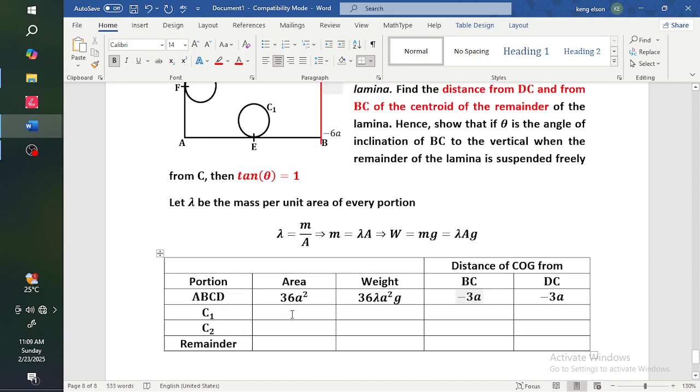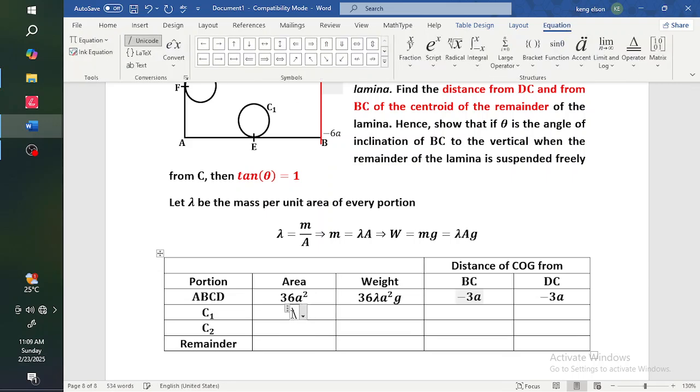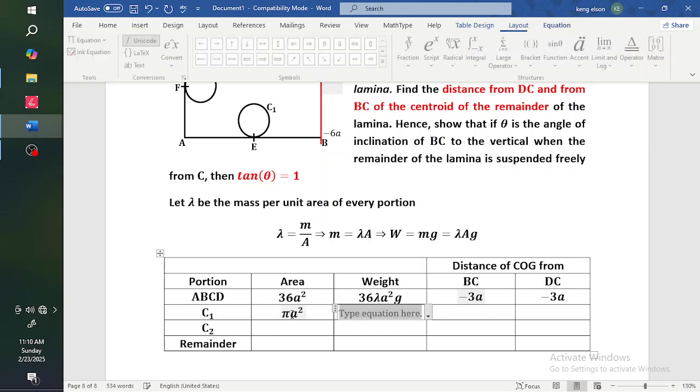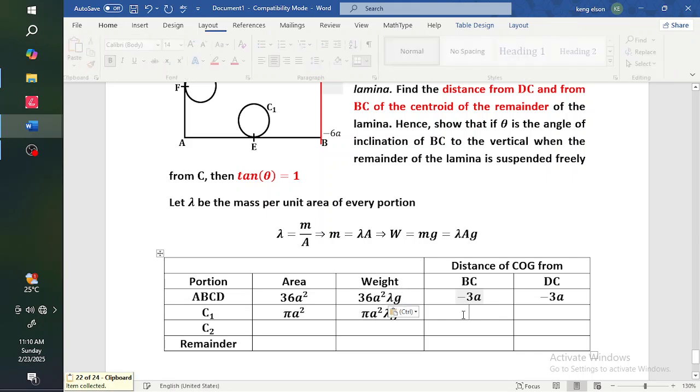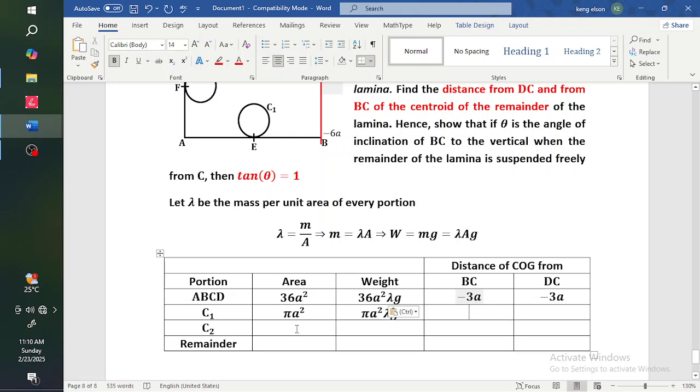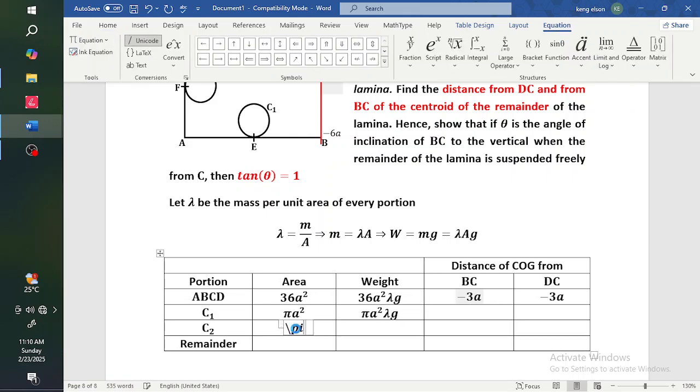So what is the area of C1? It is pi radius squared. So we have pi, the radius is a, so pi a squared. So its weight is going to be pi a squared lambda g. Let me put the a squared first so that everything is uniform. So 36 a squared lambda g. Now for C2, the radius is also a, so the area is pi a squared. So its weight is also pi a squared lambda g.